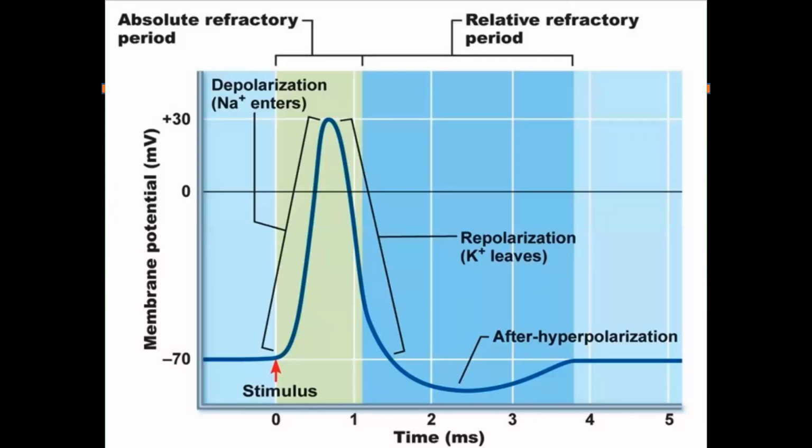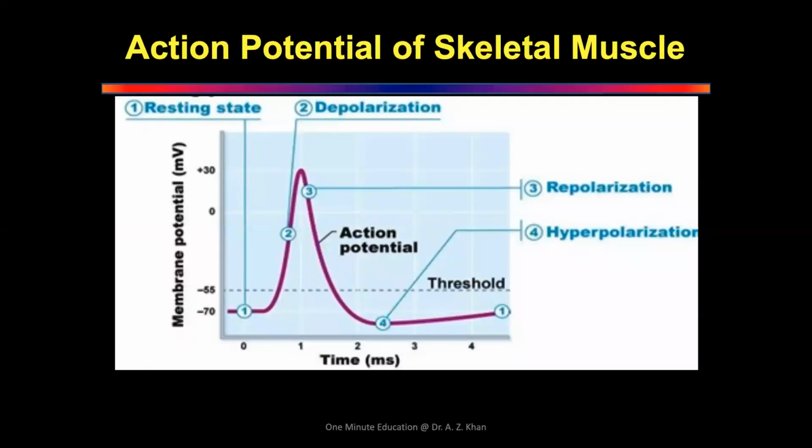And then you come back to resting membrane potential. So there is a phase called after hyperpolarization, okay? So these are the thresholds that you have to remember: resting membrane potential, depolarization, repolarization, and hyperpolarization. If you've written all 4 correctly, then you get 1 full mark. If anything is missing, then you lose marks. Okay, it's up to you how you want to give yourself marks.